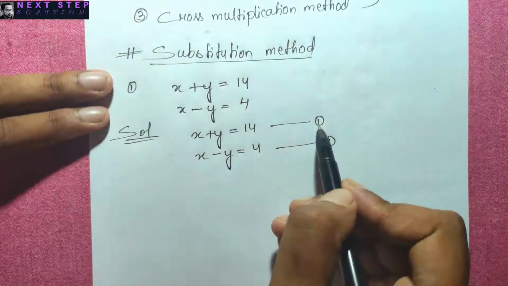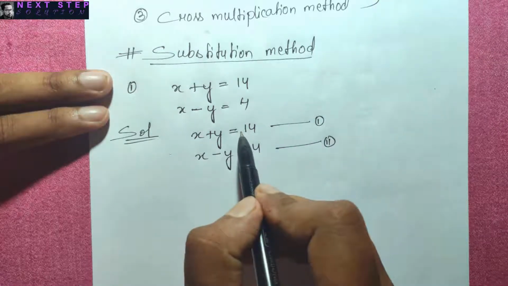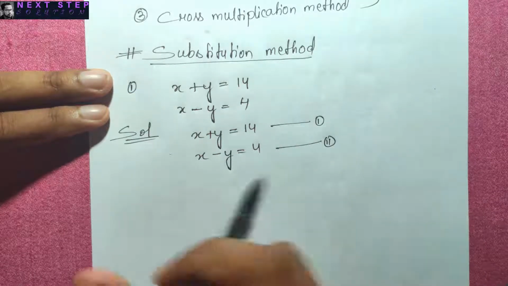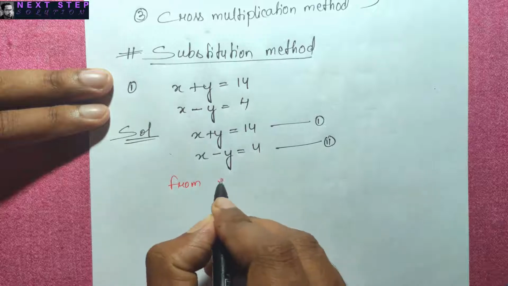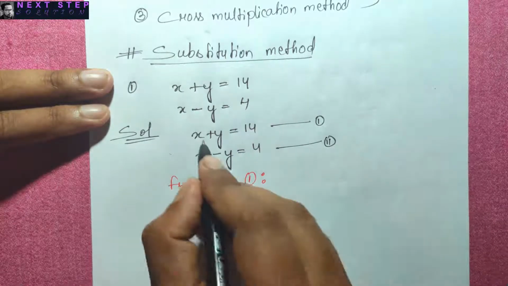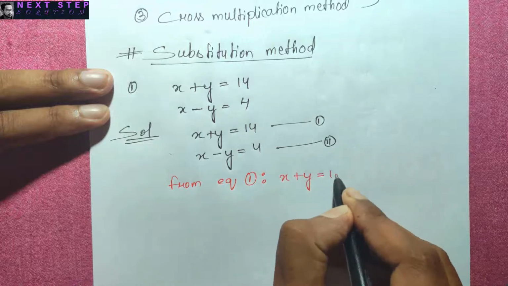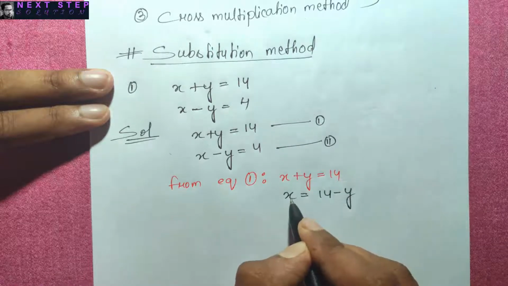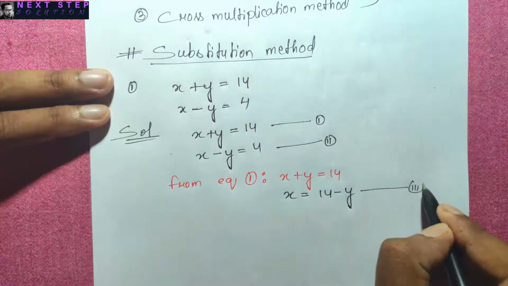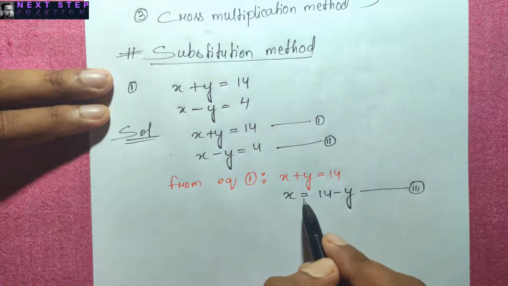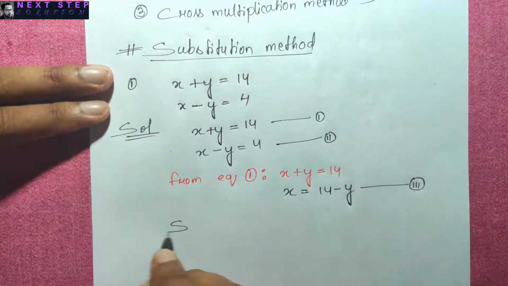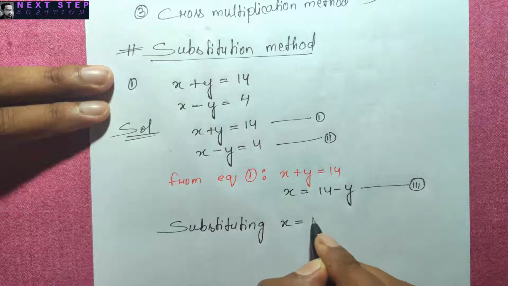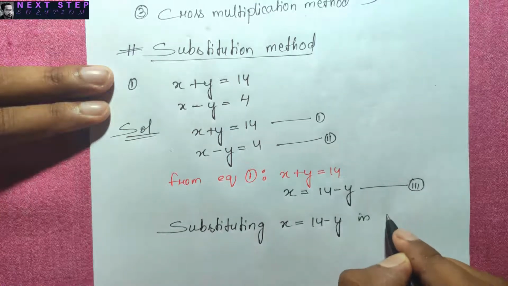Now we will start solving from equation 1 and we will find out what is x in equation 1. After getting what is x in equation 1, we will call it equation 3. So let us start from equation 1. Equation 1 is x plus y equals 14. We will find out what is x here. So x is equal to 14 minus y. We got the value of x, so we can call it equation 3. Now we got it from 1, so we will substitute this value in equation 2. Substituting x equals 14 minus y in equation 2.